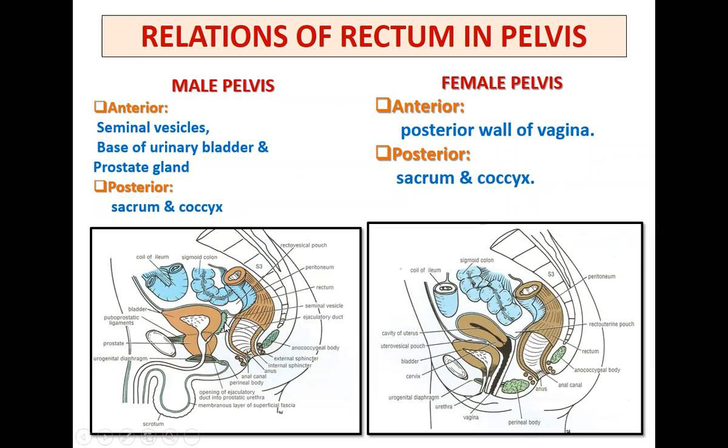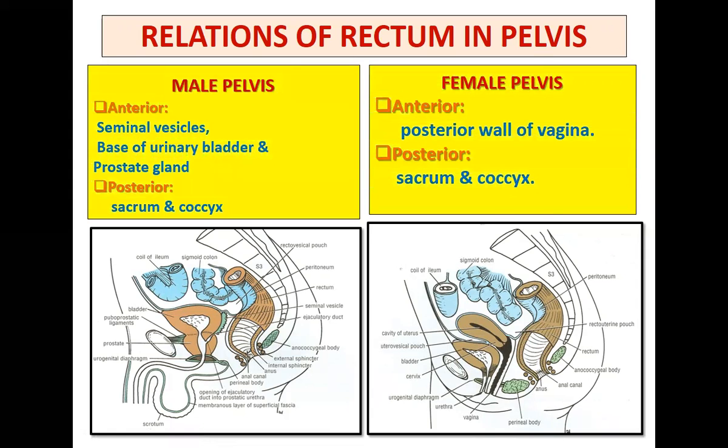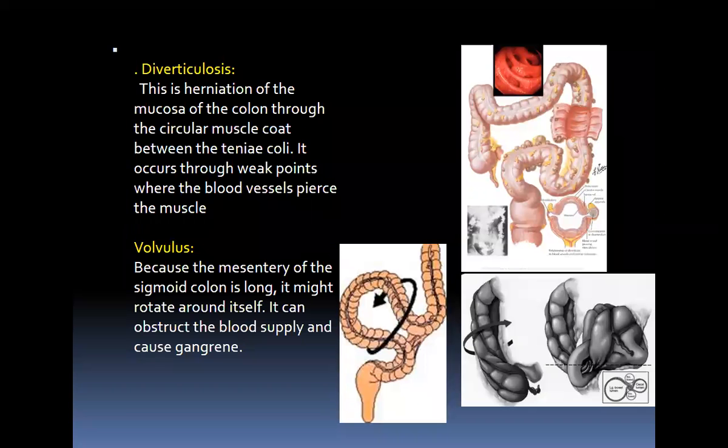In the case of the male, the relation is different because there is no uterus and vagina. So anteriorly it is related to the seminal vesicles, the base of the bladder and the prostate gland. The prostate is below, the base of the bladder is above, and the seminal vesicles. So anteriorly in the male and the female it differs. You should know the difference between the male and the female in relation to the rectum.